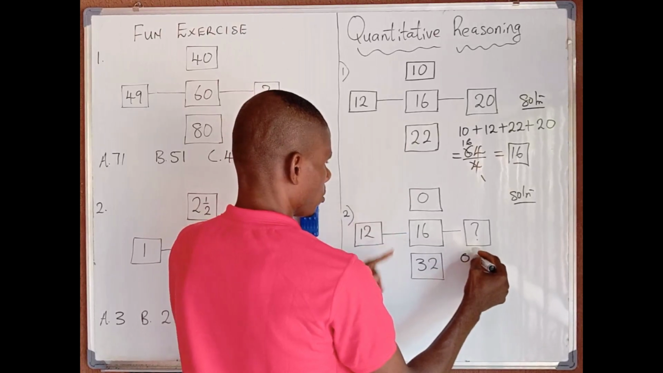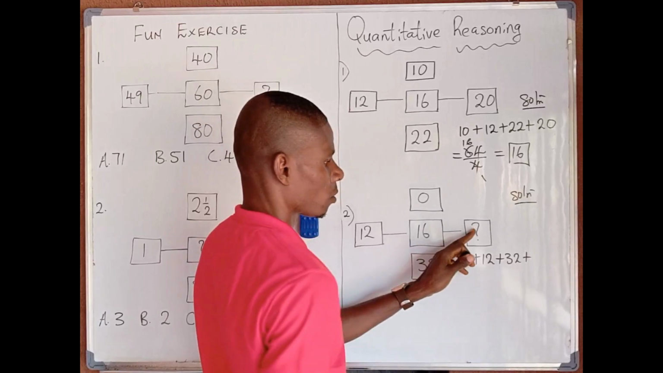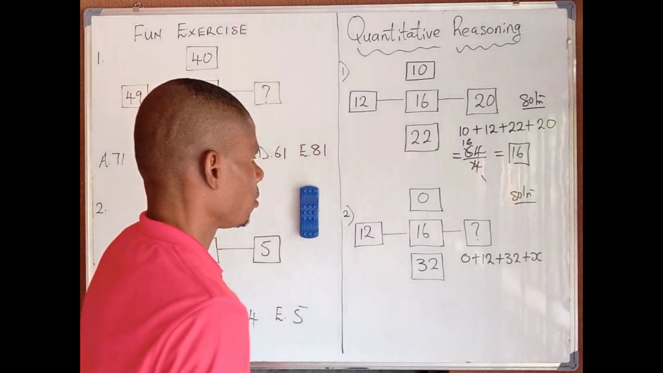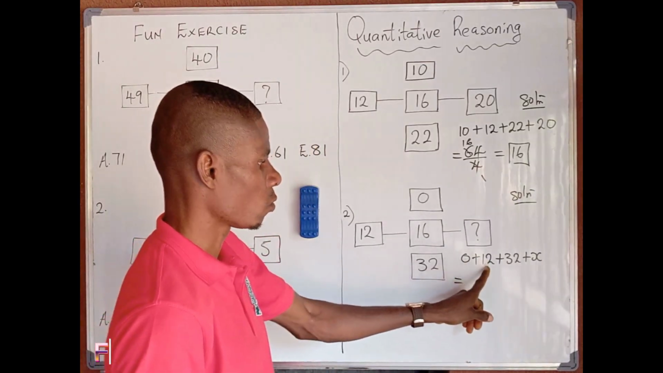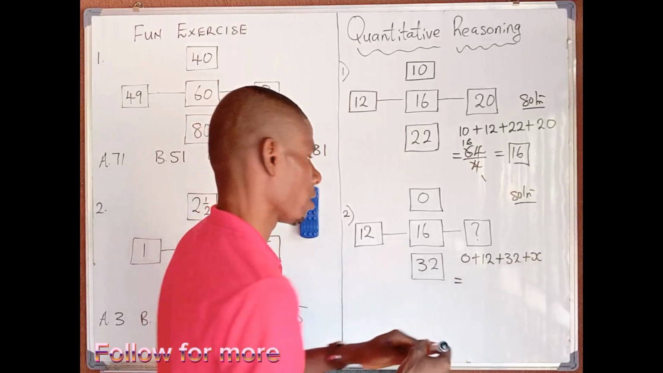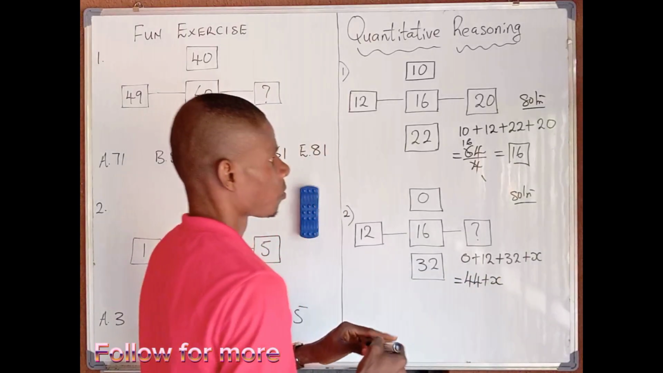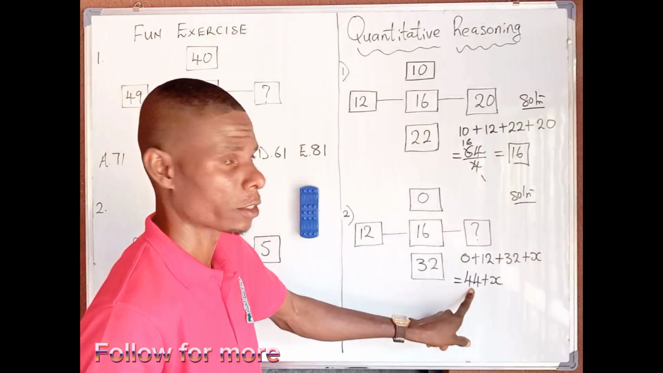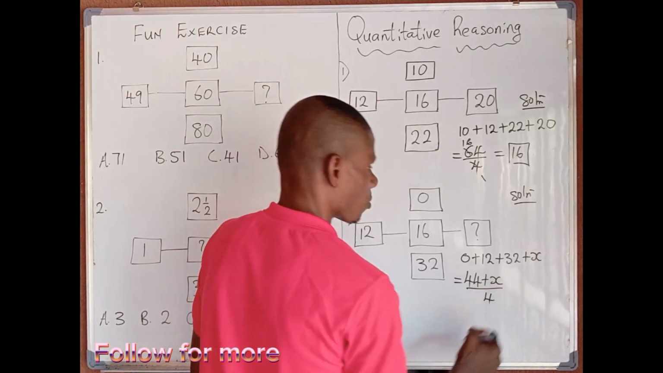I need to have 0 plus 12 plus 32 plus the question mark, let's represent it with x. So everything should be equal to 0 plus 12 is 12. 12 plus 32 is 44. 44 plus x is 44 plus x. So we got this to be 64 and we have this to be 44 plus x. Here we divided by 4, so we are going to divide this by 4.